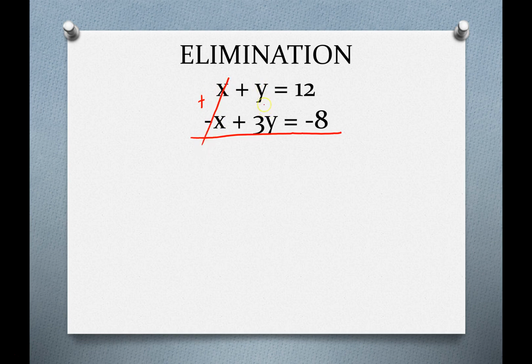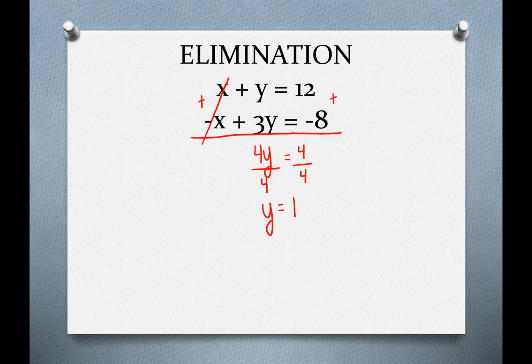Then you're going to add straight down again. What's y plus a 3y? Well, that's 4y. And what's a 12 plus a negative 8? Well, that's just going to be 12 minus 8, which is 4. All right, now what we can do is divide by 4 to solve for y, and we get y equals 1.